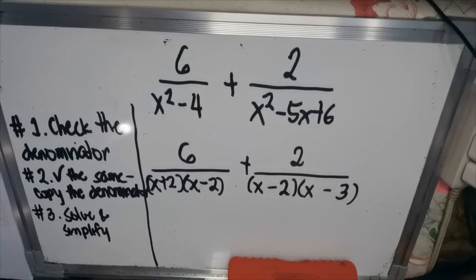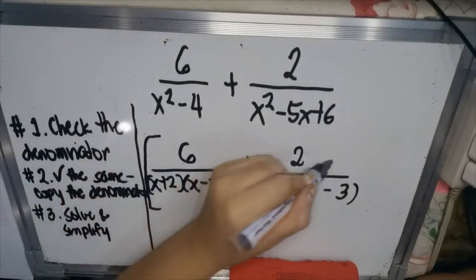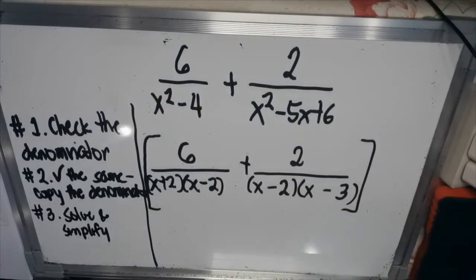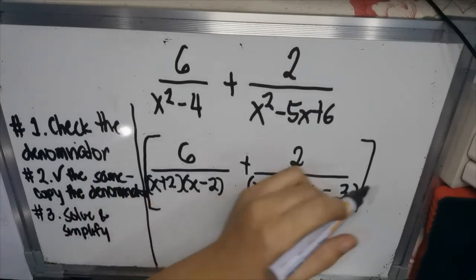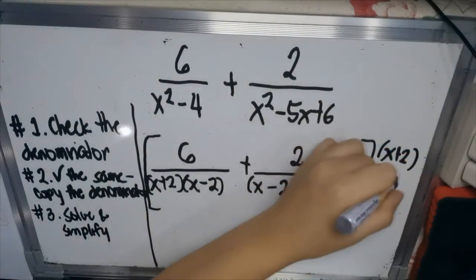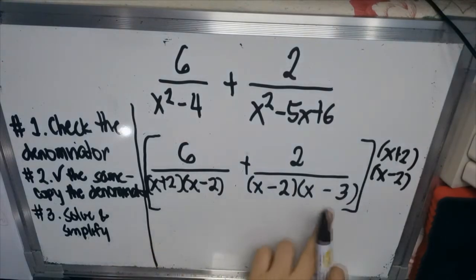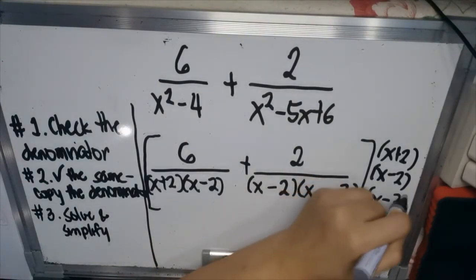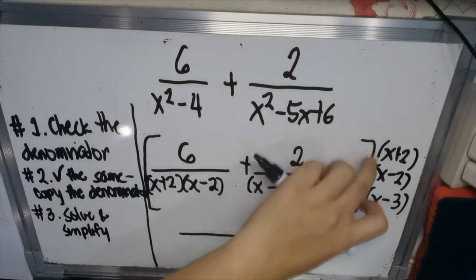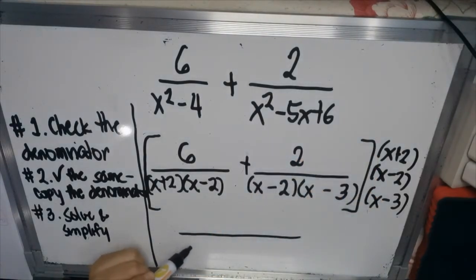And then, next, kunin natin ang LCD. Okay? Ang magiging LCD natin diyan ay yung mga nasa denominator natin. So, since naka-factored form na iyan, ang ating LCD would be the quantity of x plus 2, the quantity of x minus 2, and x minus 3. So, lahat ng naka-quantity, yun yung magiging factor natin. And then, dito, since sila yung ating LCD, yun ang magiging denominator na natin. Naka-factored form na.